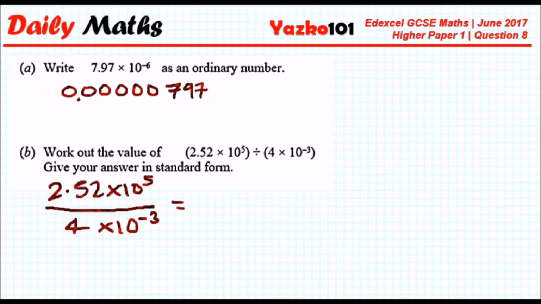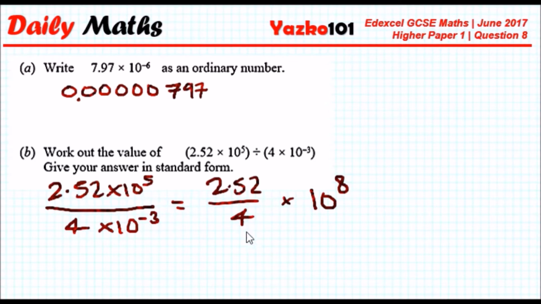Now we can just split this up. Firstly, we can figure out what 2.52 over 4 is, and then we can figure out the next part, 10 to the power 5 over 10 to the negative 3. Because you're dividing, you subtract the powers. So it'll be 5 minus negative 3. Minus negative 3 becomes a positive 3. So it's 5 add 3, which is 10 to the power 8.